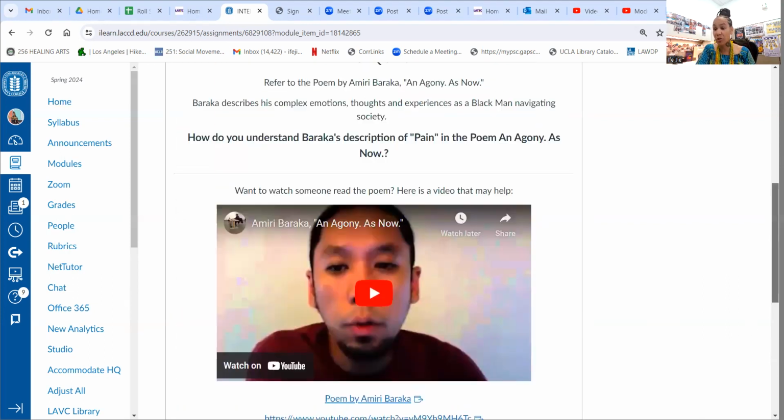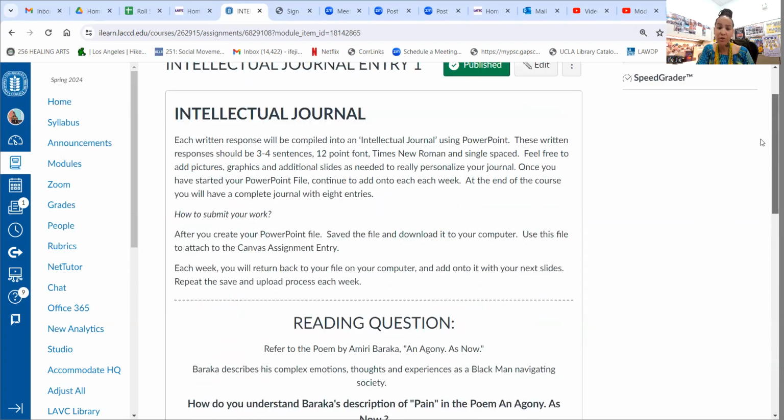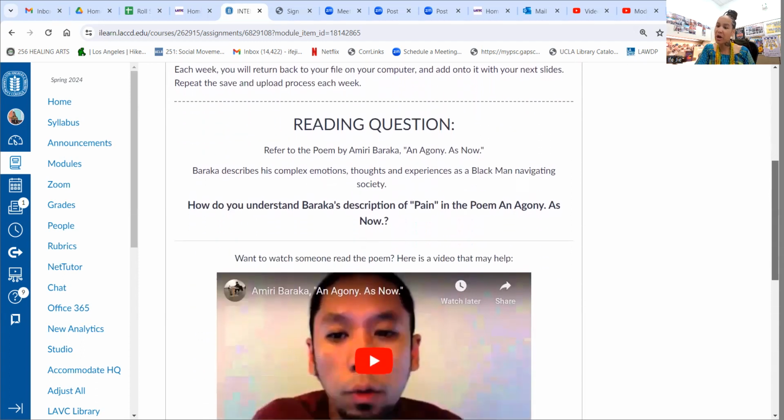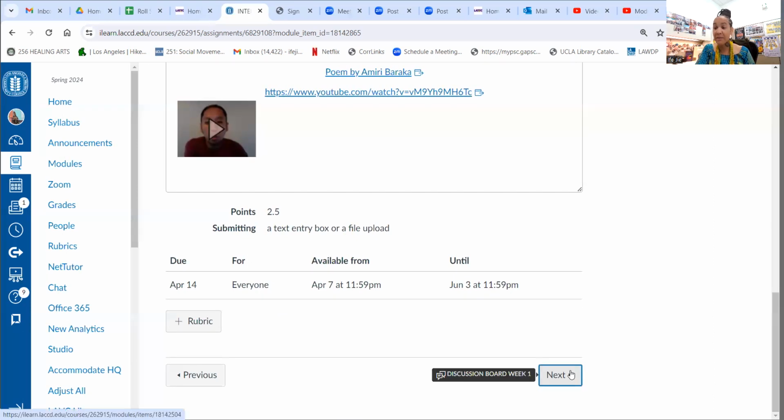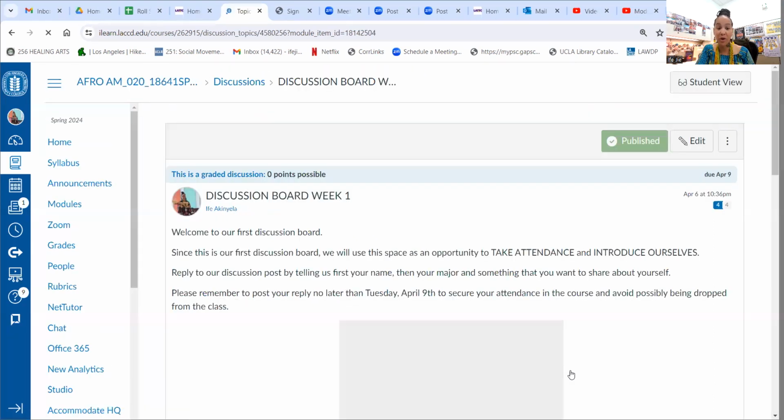And the instructions for the journal, let me go back up. The instructions for the journal are very straightforward. Pretty much, you're going to start a PowerPoint presentation. You're going to add on to it every week and make a journal entry. And with each slide will be a journal entry. Okay. And you're going to take just a few sentences to just answer the question. And this is a chance for you to kind of sit back and to think about some of the things that you've read and some of the concepts that were introduced with our reading.